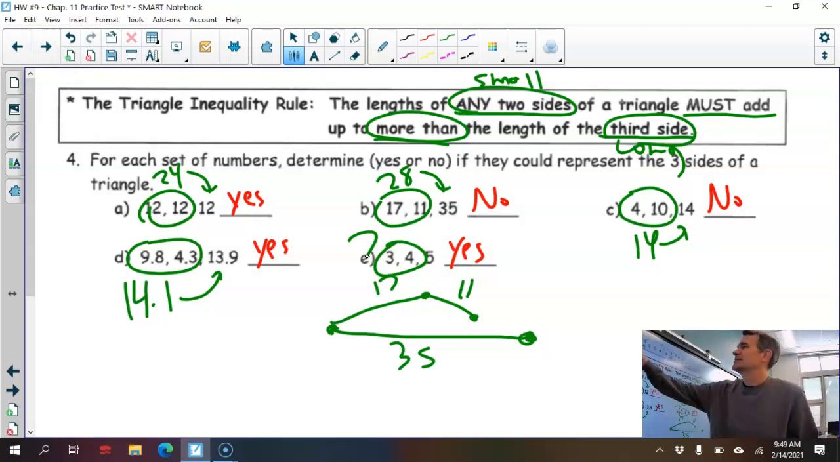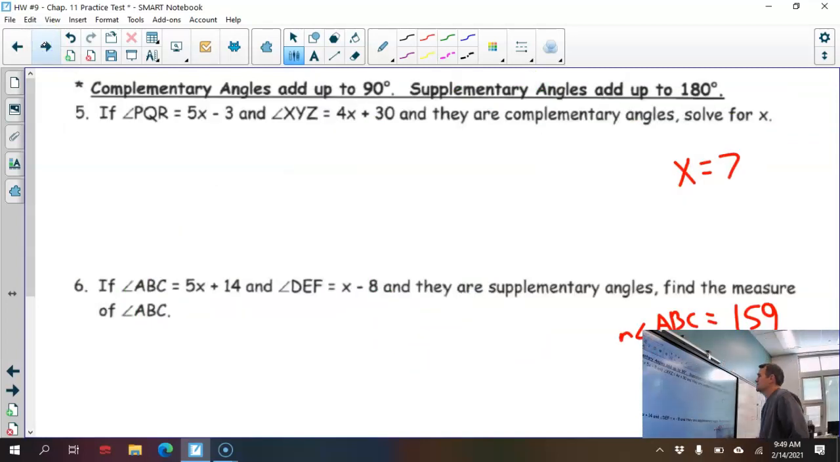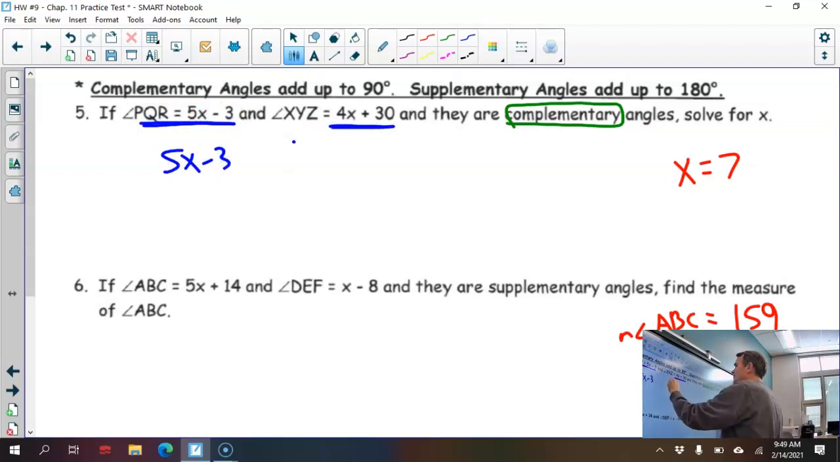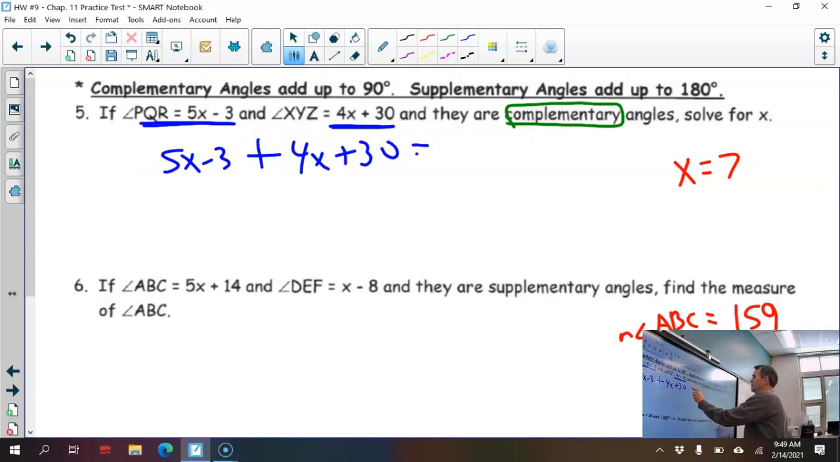All right, this brings us to number 5. And the key thing in number 5 is these angles are complementary, which means they add up to 90. So if I take this angle, and I take this angle, and I add them together, I know that they must equal 90 because that's what it means to be complementary.